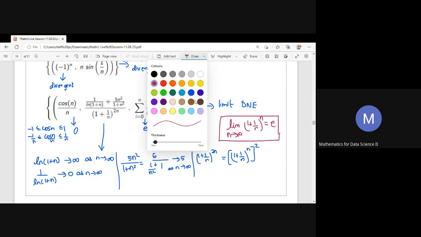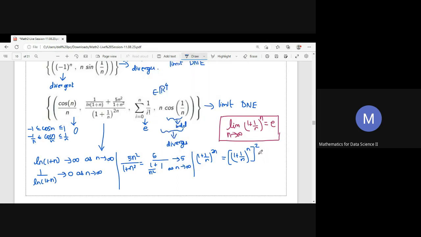Okay. So you see that this will go to e and then power 2 as n goes to infinity. So in the denominator, you have a non-zero value as n goes to infinity. So you can use the quotient rule for limit. Now can you tell me what is the limit of this sequence given to you here? 5 by e squared, right?